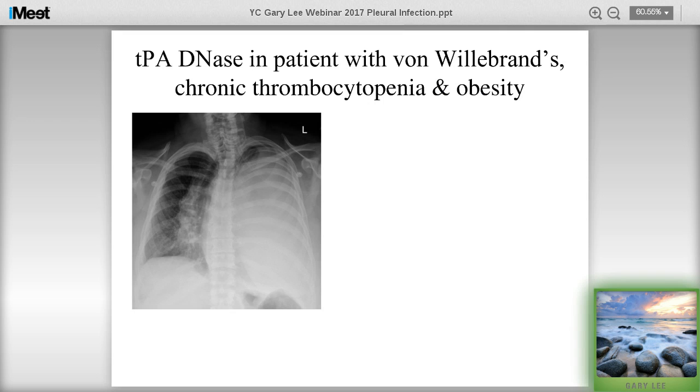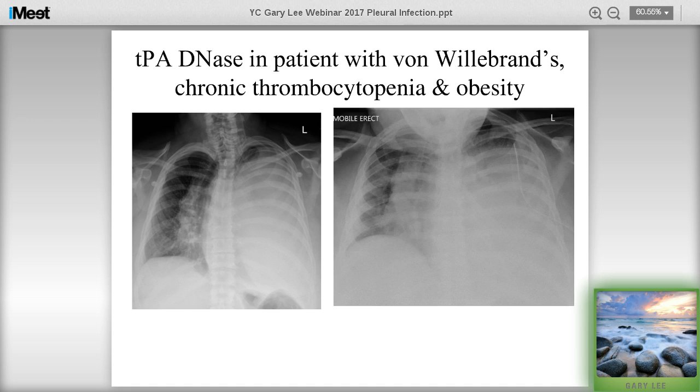So if you look at this chart, it is quite reassuring. And we are now very confident in using TPA and DNase, partly because we believe that whatever risk the patient has in using them, especially bleeding risks, the same bleeding risk will exist if you send the patient to surgery, if not worse. So this, for example, is a patient that we treated who's got underlying von Willebrand's disease, chronic thrombocytopenia, and also has a BMI over 40.